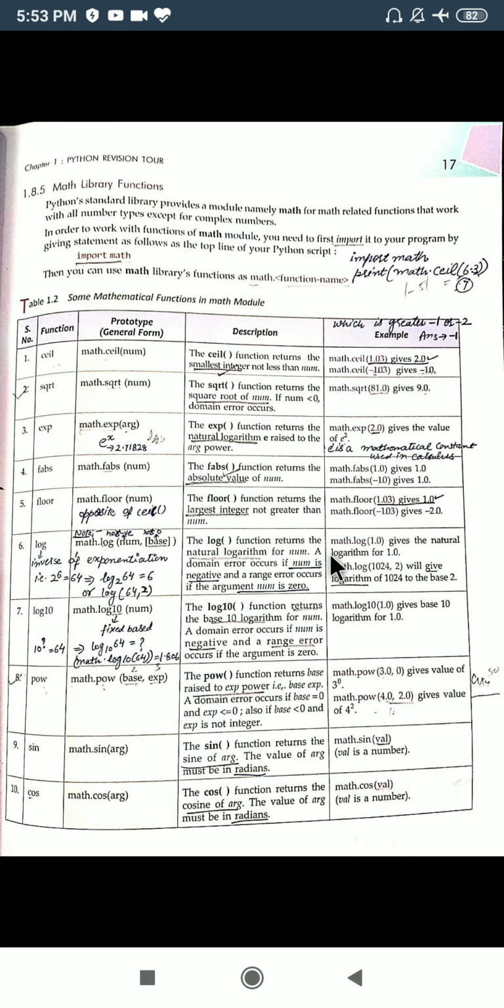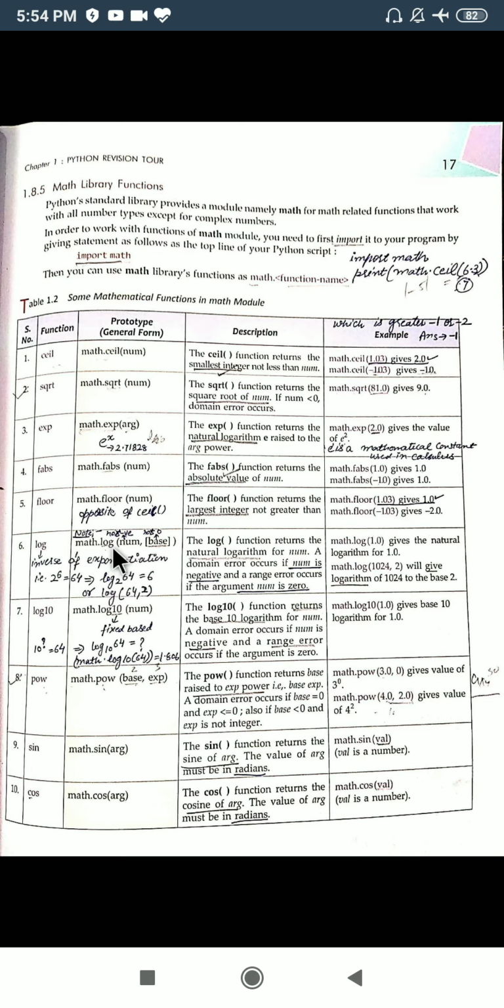Okay, next function is log. Log function is basically used to calculate the natural log for the number that you will be providing. Fine. So log is always the inverse of the exponential. Whatever things you are expressing in terms of e can also be expressed in logarithms.